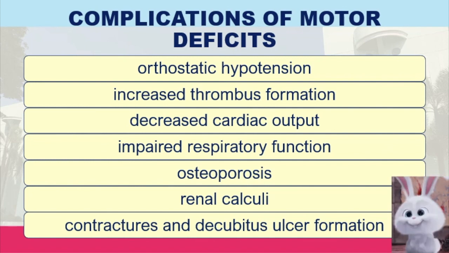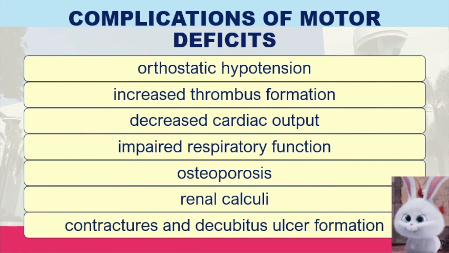Then, increased thrombus formation. There is a risk of deep vein thrombosis related to immobility. Remember that if your patient is not moving around, venous stasis would occur. Once venous stasis occurs, what could possibly happen is clot formation. This clot could later become an embolus. The increased thrombus formation would lead to, or could also aggravate, your embolic stroke.